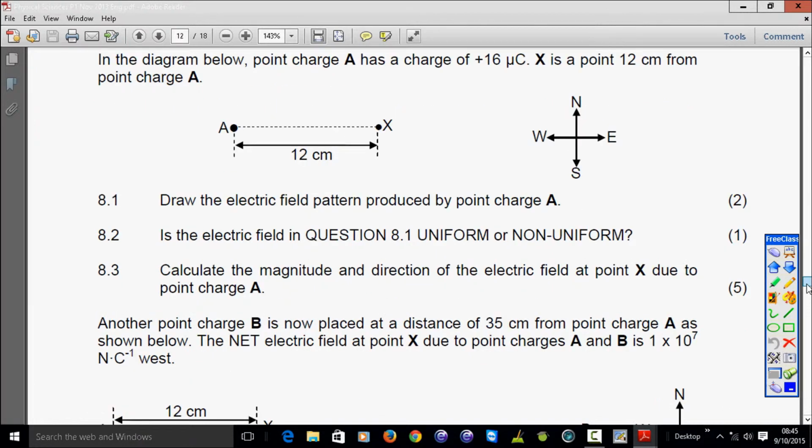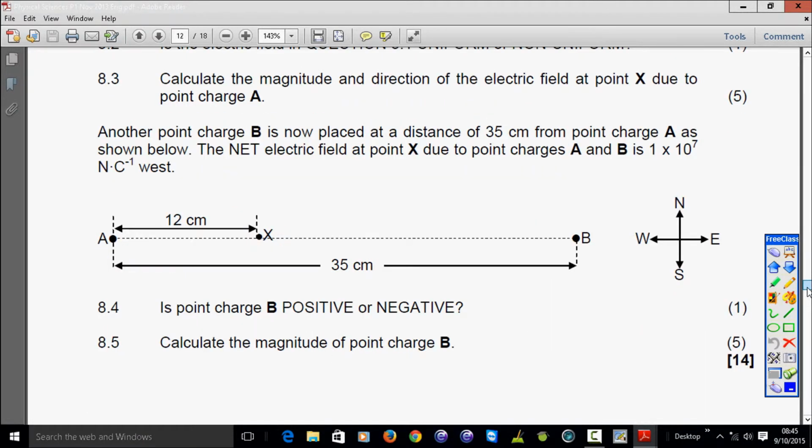Another point charge B is now placed at a distance of 35 centimeters from A, as shown below. The net electric field, now this is very important to us, the net electric field at point X, due to the charges A and B, is 1 times 10 to the power of 7 newtons per coulomb west.